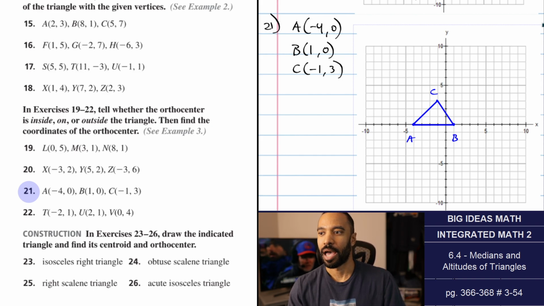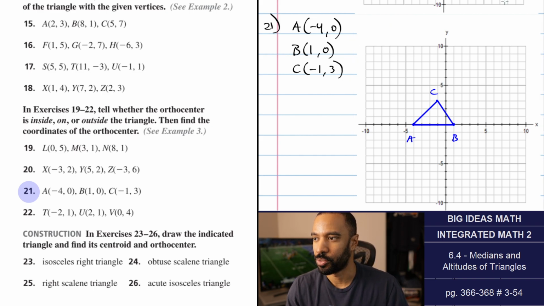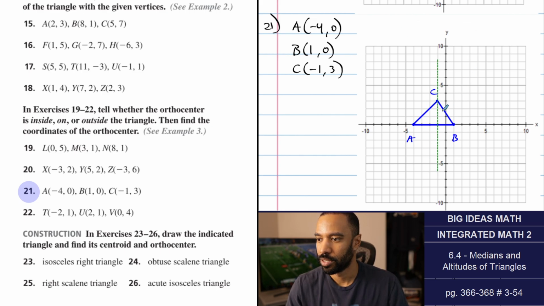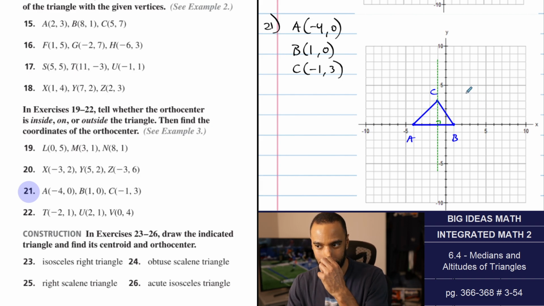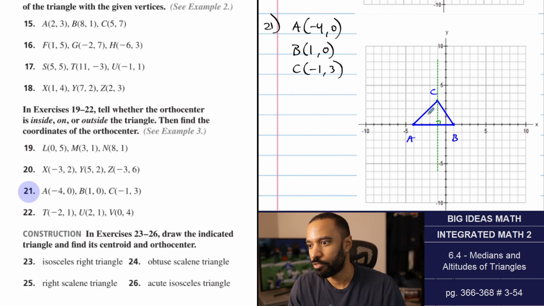We'll find out, right? I'm going to start by drawing the altitude here from C through AB, and I might as well just draw it large because it can intersect anywhere on that altitude, right? Who knows where specifically, but there's an altitude, not a perpendicular bisector, an altitude from vertex through there. Let's do a second one. Let's go from A to here.